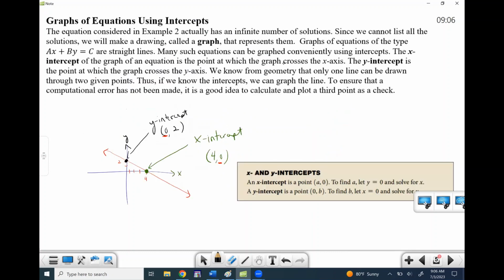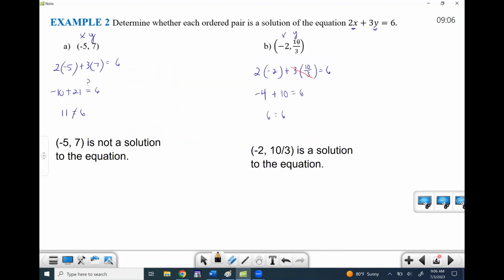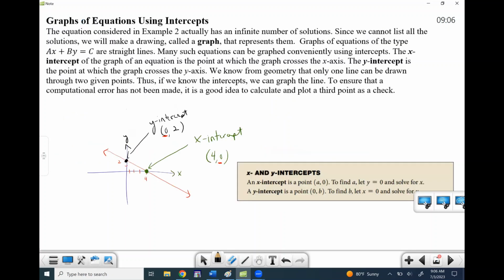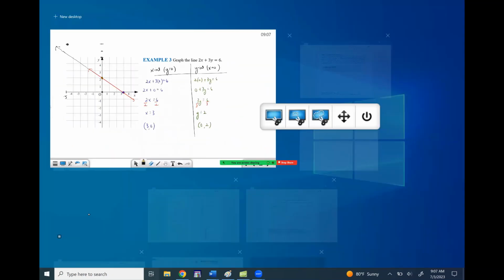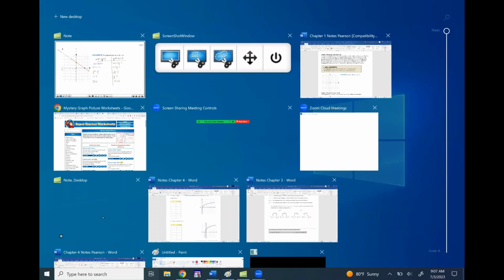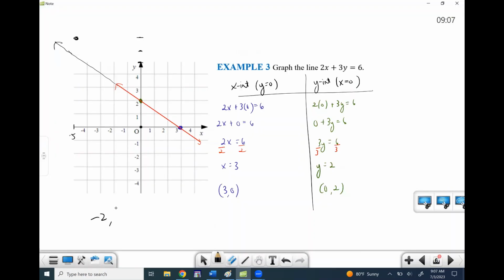But if you go back, we said negative 2 and 10/3 was. So negative 2 and 10/3, by the way, is really negative 2 and like 3.33333333. Okay. So if I go to negative 2, up 1, 2, 3.33, wow, there I am. I land right on the graph, right?